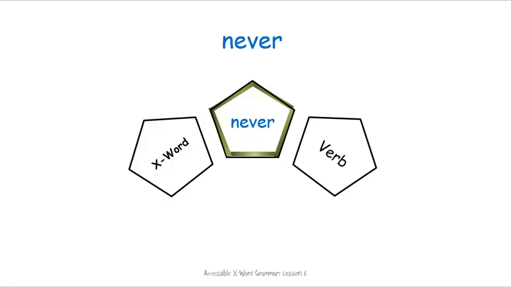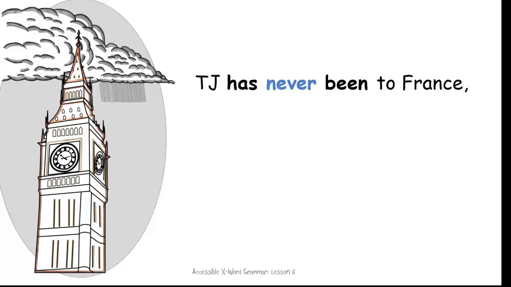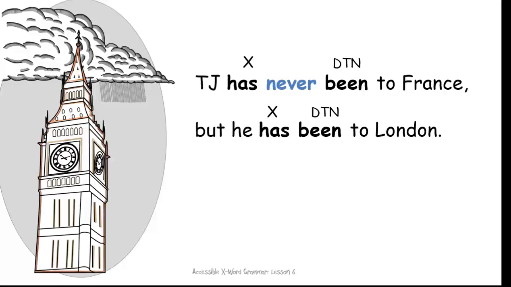Let's look at never. Never is another way of making a negative, but never means not at any time. It is used for an experience that you have not had or that you don't want to have. Sophia has been to France many times. TJ has never been to France, but he has been to London. Never comes between the X word and the main verb.